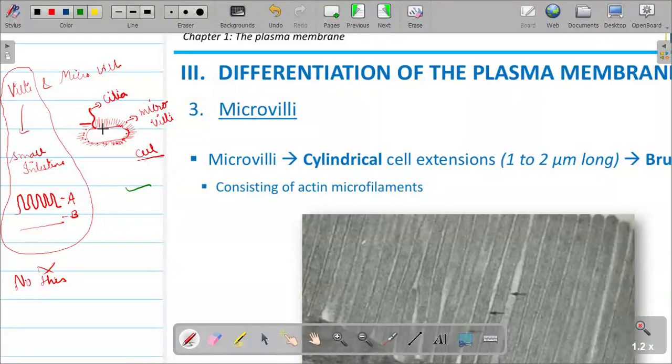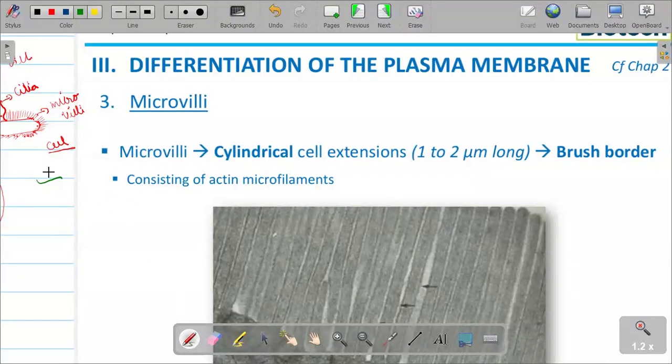Where are they present? They are present mostly on your WBC. If you take the dendrites of your neuron, all this area you can see is microvilli, and you can see it in your muscle cells. You can see microvilli in all these, okay?